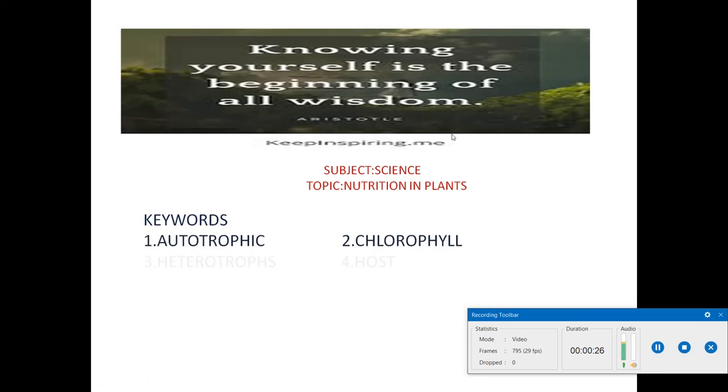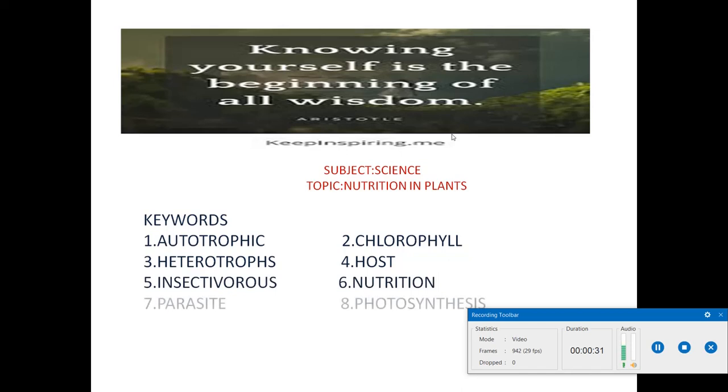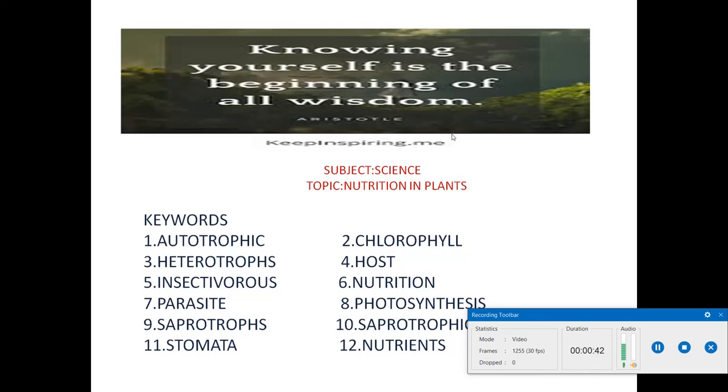Autotrophic, chlorophyll, heterotrophs, host, insectivores, nutrition, parasite, photosynthesis, saprotrophs, saprotrophic, stomata, nutrients. I repeat, autotrophic, chlorophyll, heterotrophs, host, insectivores, nutrition, parasite, photosynthesis, saprotrophs, saprotrophic, stomata, nutrients.